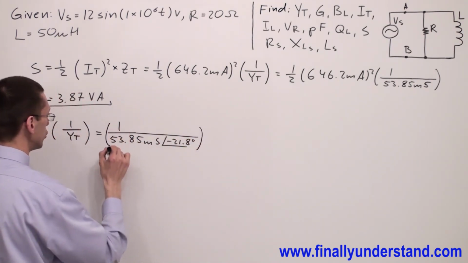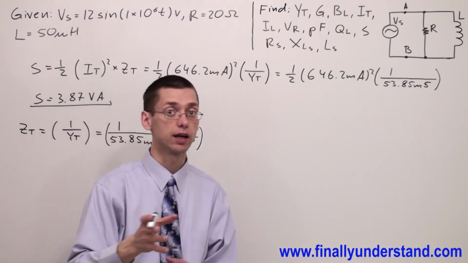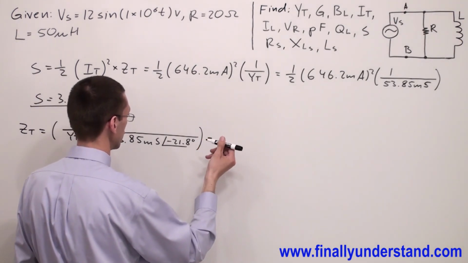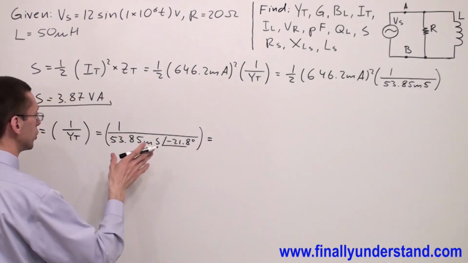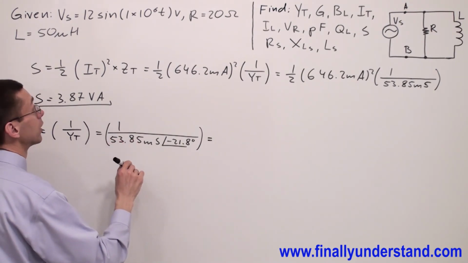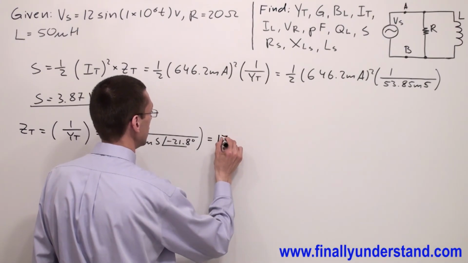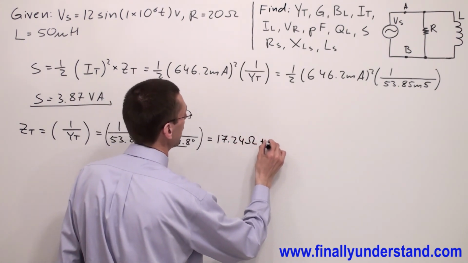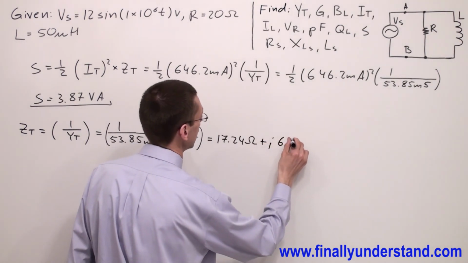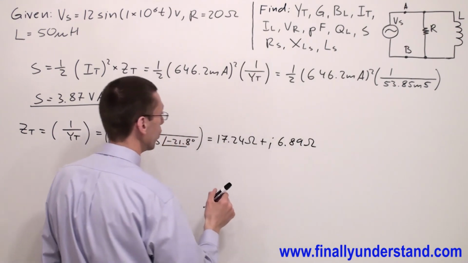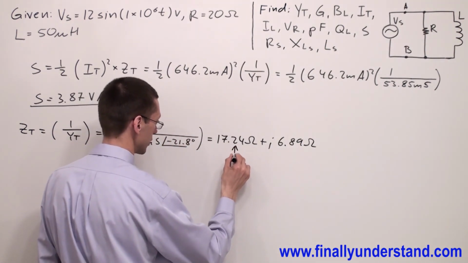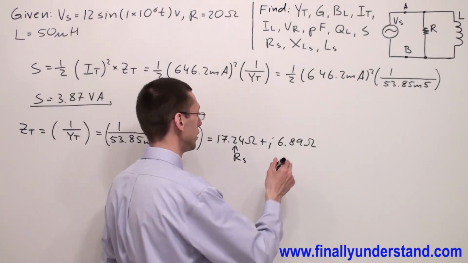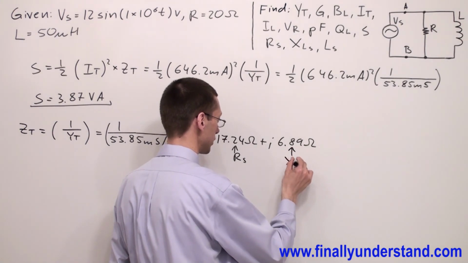Now, I want you to switch your calculators to the rectangular mode, right? And just press equal. You're supposed to obtain the value of Z total in rectangular form. And you're supposed to get 17.24 ohms plus J 6.89 ohms, where this is your resistance, RS, and the imaginary part is your inductive reactance, X of L, S.